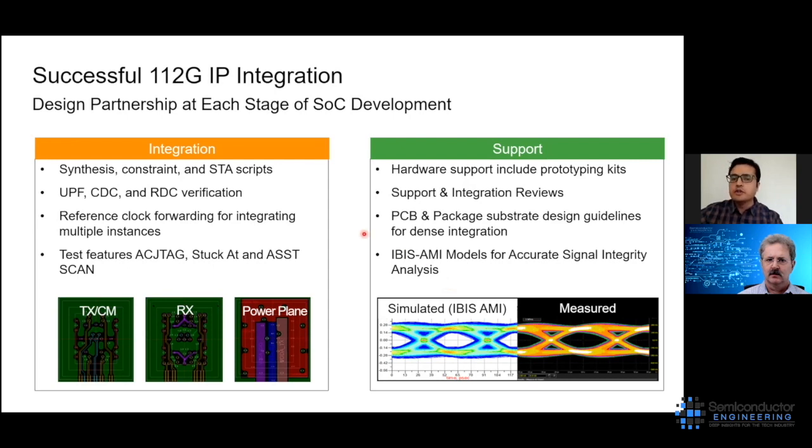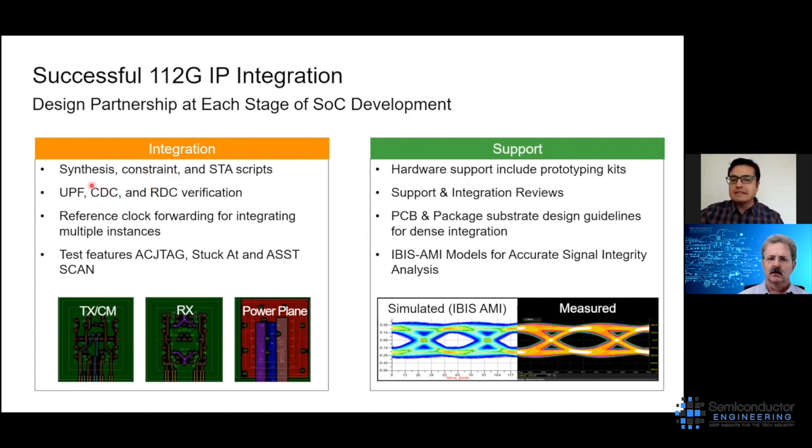And a lot of them are using the PAM4 signaling scheme for the first time. They're used to integrating NRZ signals. They're used to designing their package and all the digital simulation with NRZ. But there are a lot of new know-hows that they need to be made aware of as they are moving to PAM4 signaling. And successful 112 gig IP integration needs a design partnership at each stage of SoC development.